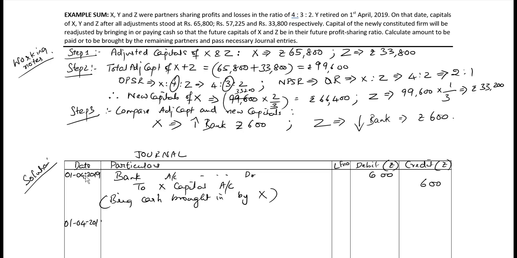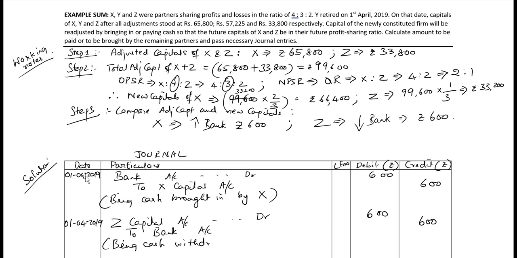Same date, 1st April 2019, Z has to withdraw cash. So it's Z's capital account debit to bank account, 600 rupees, being cash withdrawn by partner Z. So these are the two journal entries answered to this example sum.